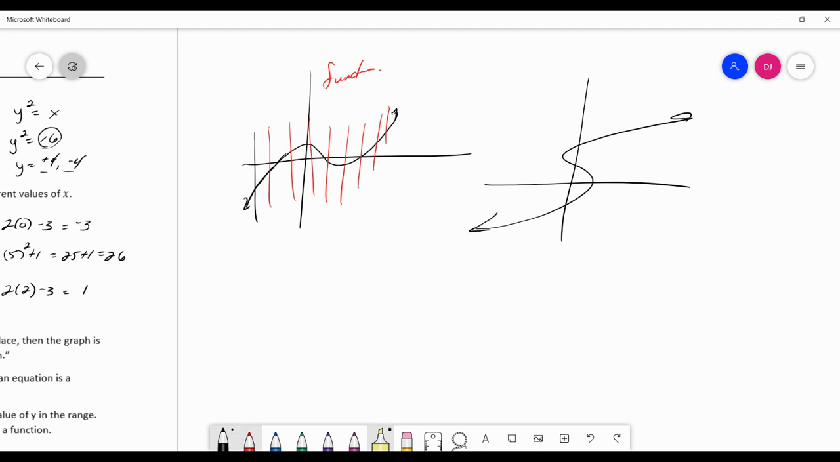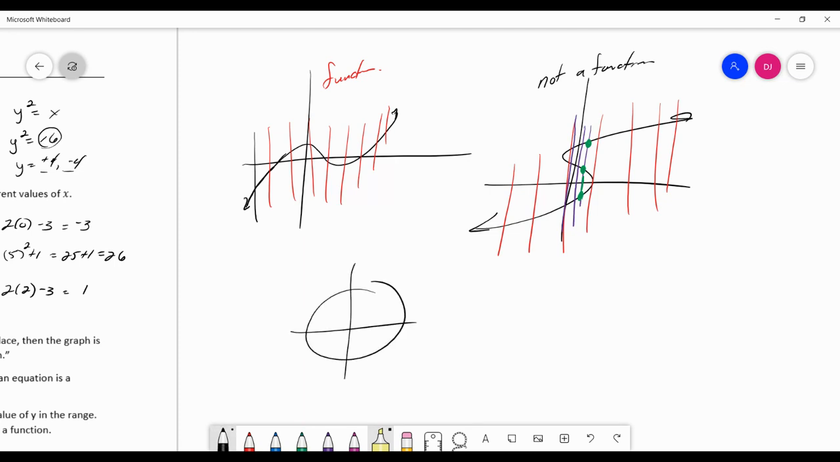to this graph. Is it possible for me to draw a vertical line that will go through this graph in more than one place? Notice that it is possible to draw a vertical line through the graph that intersects in more than one place. So this is not a function. Because for each value of x, there can be only one value for y. For this value of x right here, I could have a value of y here, here, here. Not a function. Okay. What about a circle?